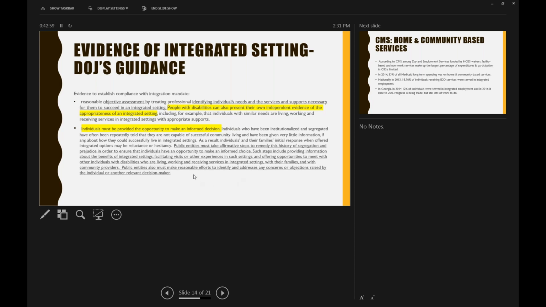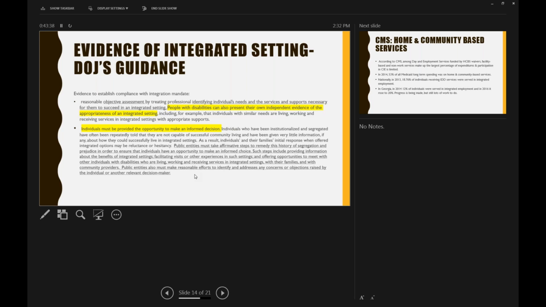The DOJ also says individuals must be provided the opportunity to make an informed choice. Individuals who have been particularly institutionalized and segregated have often been repeatedly told that they're not capable of doing anything. We haven't set the expectation for them to do anything beyond being in a facility. So as a result, they and their families, their initial response is to be scared, reluctant, and hesitant. It's our job to help them understand the implications of not being in the community, what it would mean for them to earn a living wage, and to get the benefit counseling that they need to make those decisions.